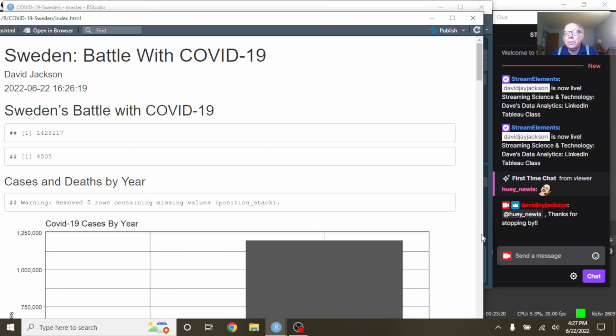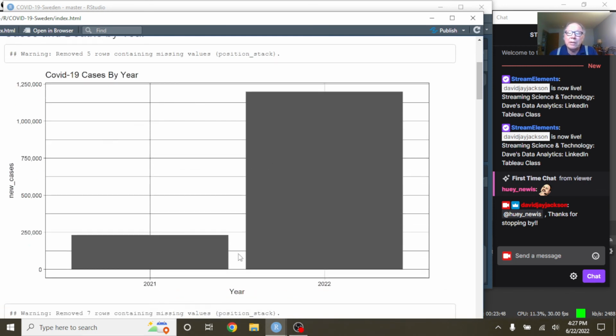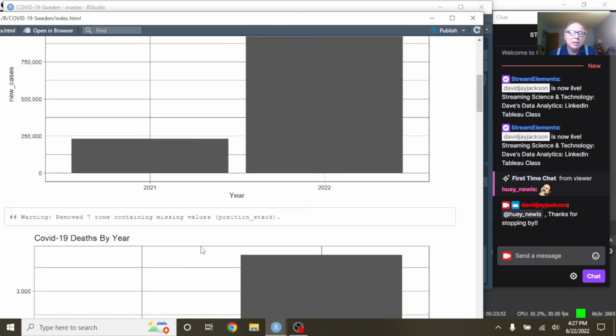So we can see that Sweden for the previous 365 days has had, let's say, 1.43 million cases. Wait a minute, I can't count. 4,505 deaths. You can see that the 2022 cases just waltzed right on by the total number of cases for 2021.